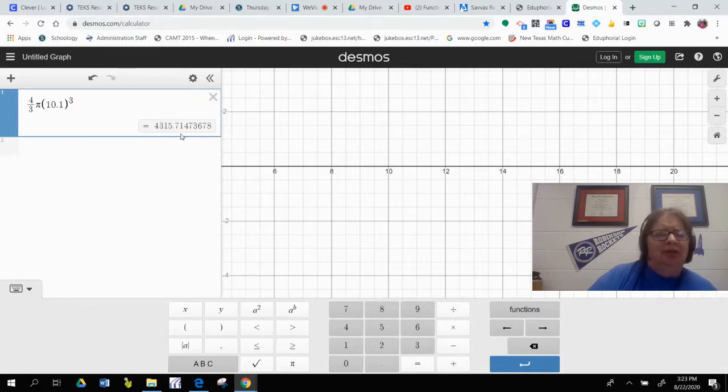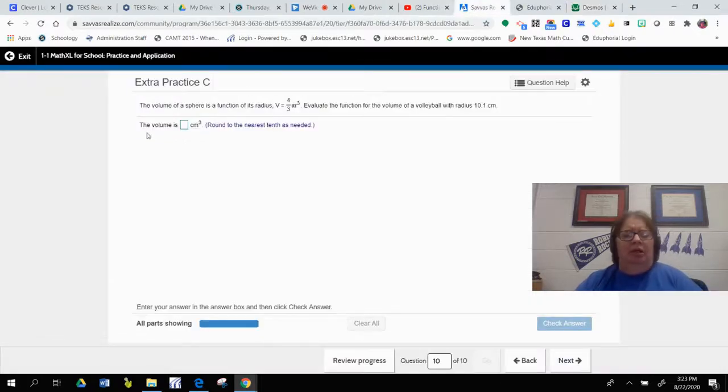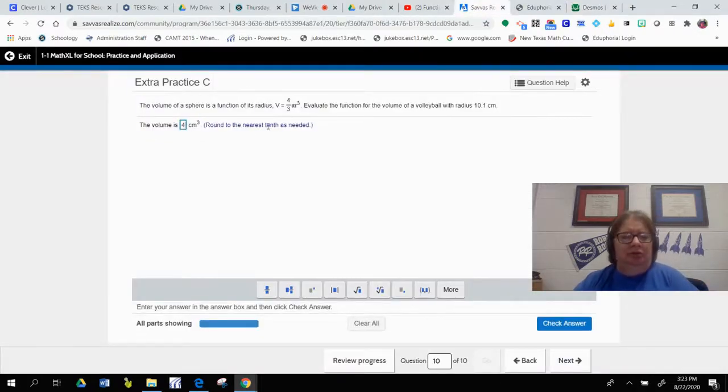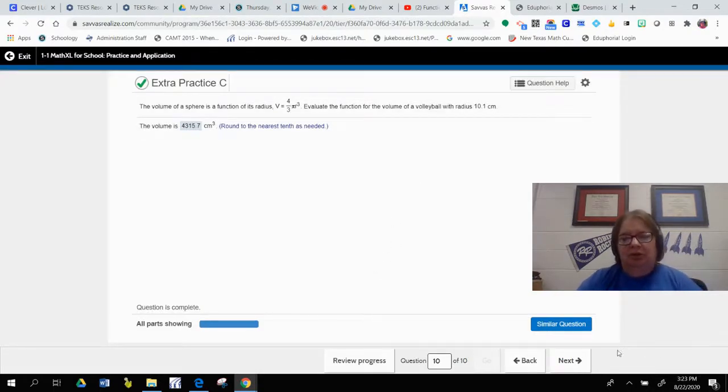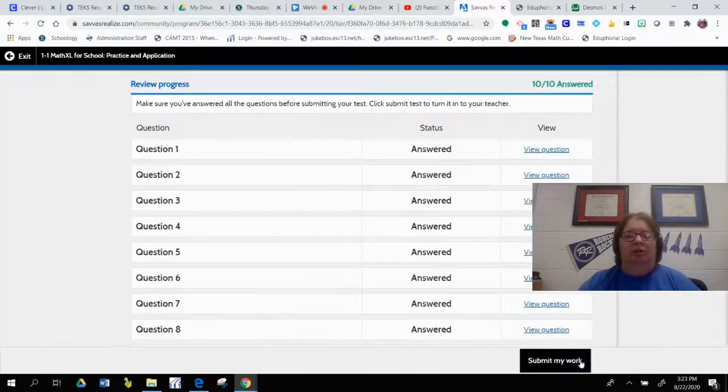You can either hit next or you can go to the review progress tab, and it tells you all of your questions, 1 through 10, and whether you answered them or not. And you can go back and view that question if you want, if you skipped any, if you want to go back and look at any of them again. When you are finished, you hit submit my work, and it will show you a score.